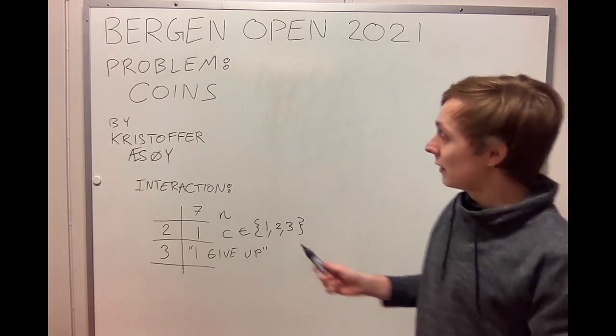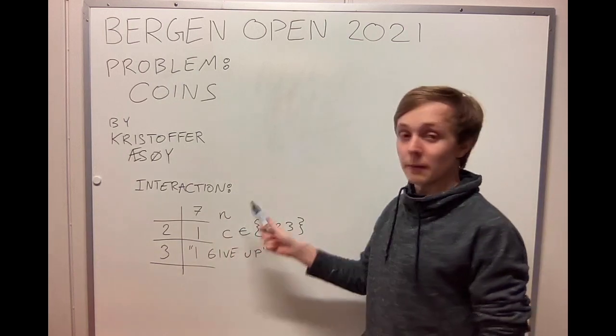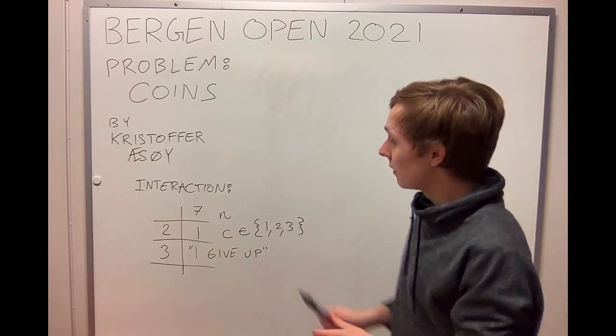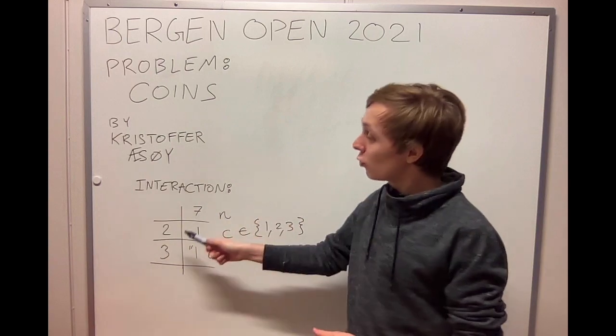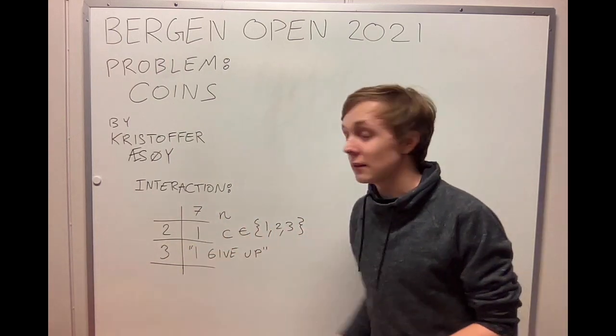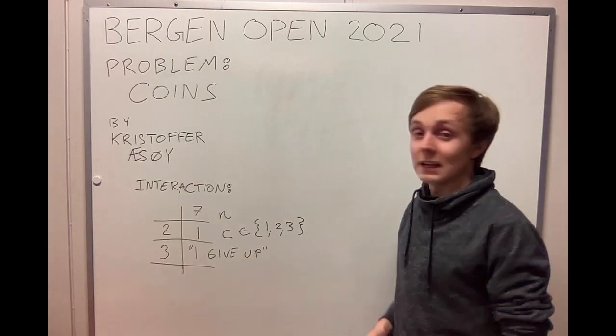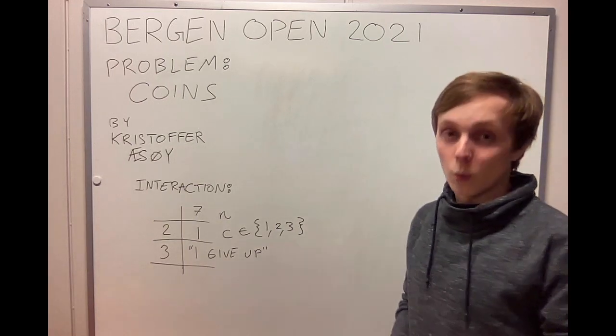So in this example interaction I made here, you can see that the game starts with 7 coins, which is represented by n in the input. And the player then takes 2 coins, Zhivago takes 1 coin, the player then takes 3 coins, and since there's only 1 coin left in the pile, Zhivago says that he gives up and the player has won.